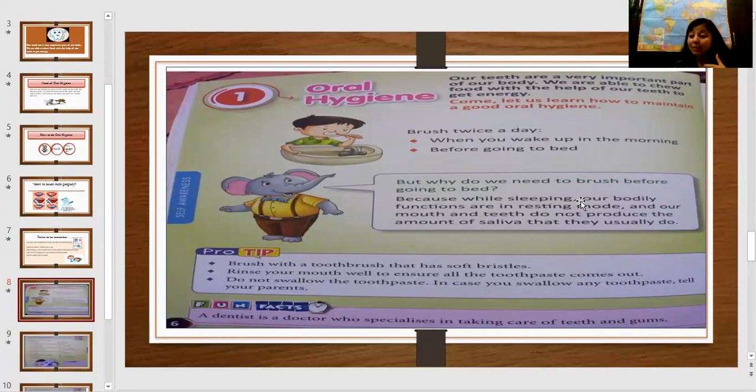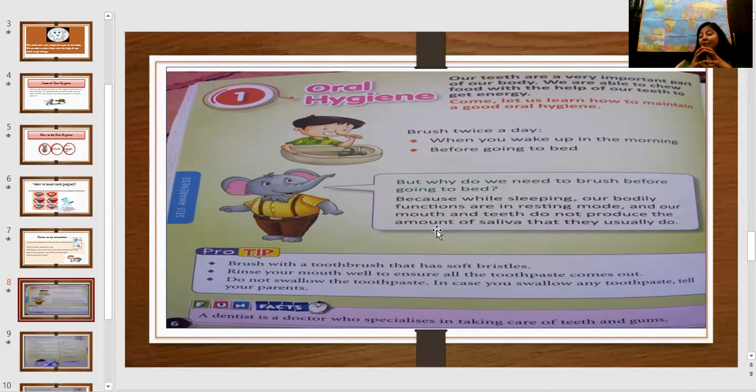Because while sleeping, our bodily functions are in resting mode and our mouth and teeth do not produce the amount of saliva that they usually do. So it's very important to brush your teeth when you wake up in the morning and before going to bed.